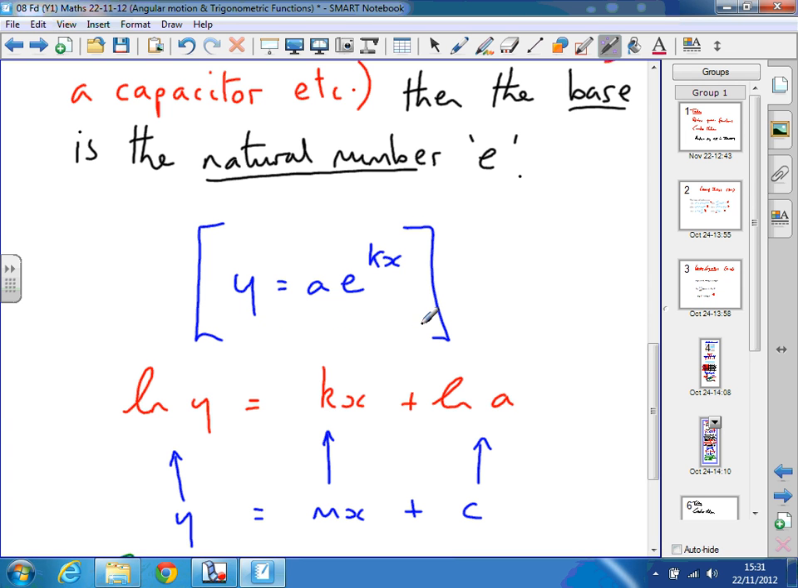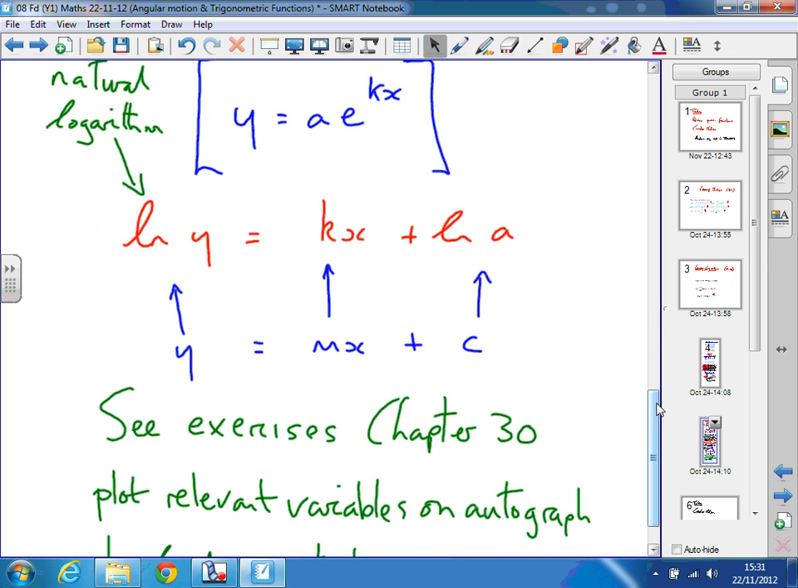And because this base turns up a lot, instead of using logarithms to the base 10, we use logarithms to the base e, called the natural logarithm. So ln is the natural logarithm. And you've got a button on your calculator that allows you to find the natural logarithm of a number. So if we take the natural logarithm of both sides, we end up with this.